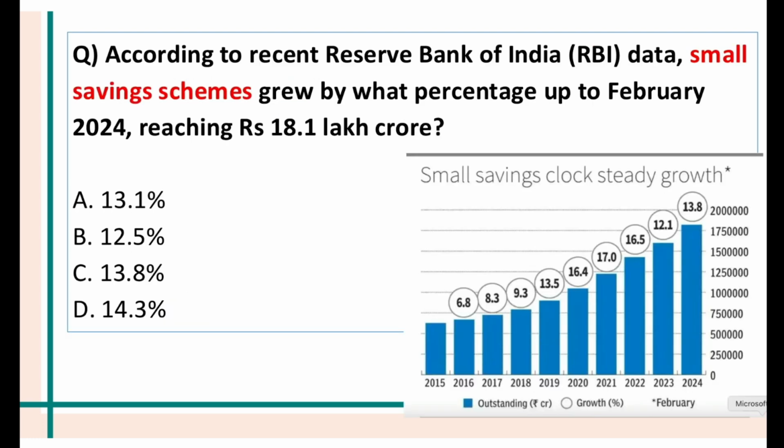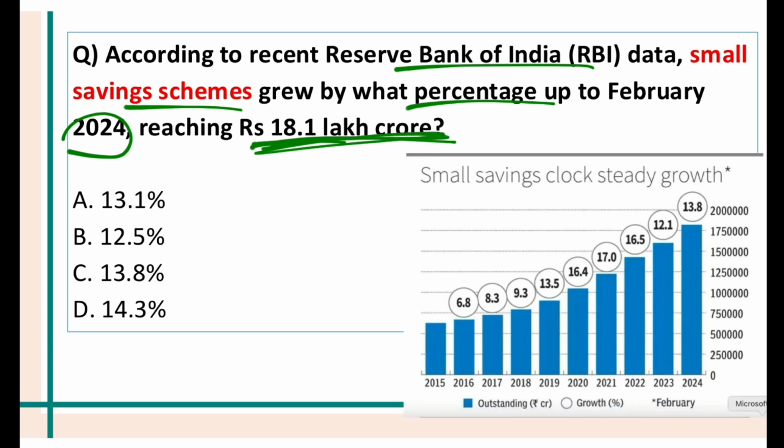According to the Reserve Bank of India data, small savings schemes, they have grown by what percentage up to the February 2024, reaching 18.1 lakh crore. You know, there are various small savings schemes, right? And all of them are showing a good growth. Now, if you talk about in terms of percentage in amount, so all the small savings schemes of India put together, they have around 18 lakh crore in the savings, right? And they have grown 13.8% according to the government data.